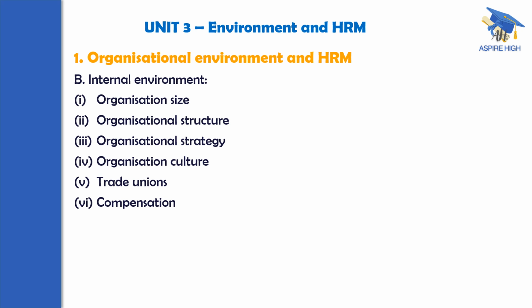And the next one is the trade unions, dealing with the trade unions, the rapport that is maintained with them, good industrial relations. That is an important internal environment. And the last one is compensation. Compensation is an important internal environment factor because compensation for employees, that is the salary structure, should not be too high or too low. If it is too low, there will be more and more attrition, and you may not get the right people into the organization. If it is too high, it will have a bearing on the profitability of the organization.